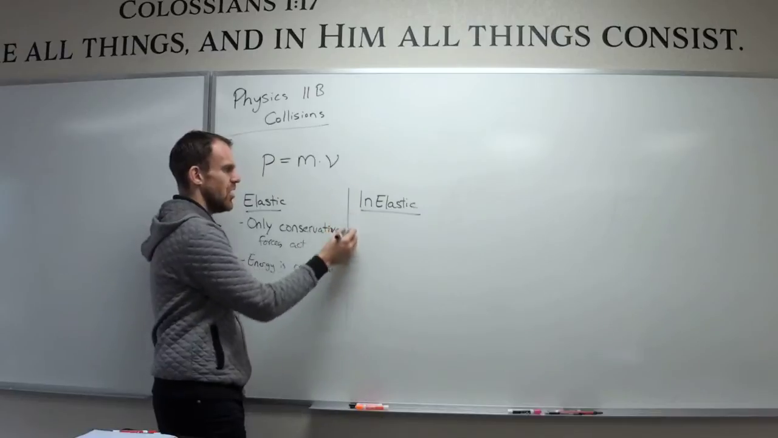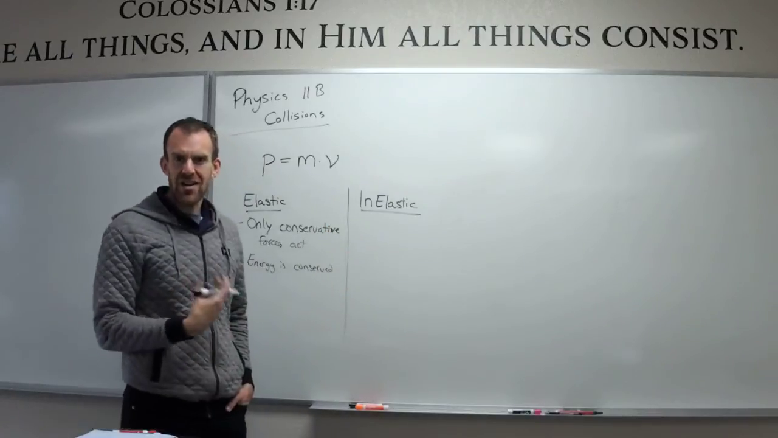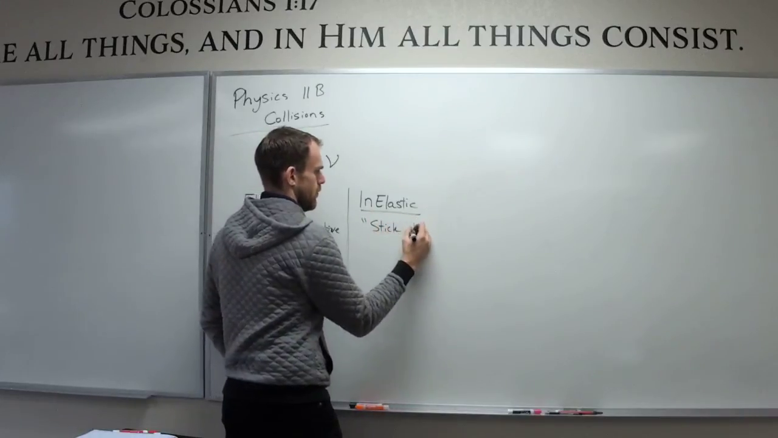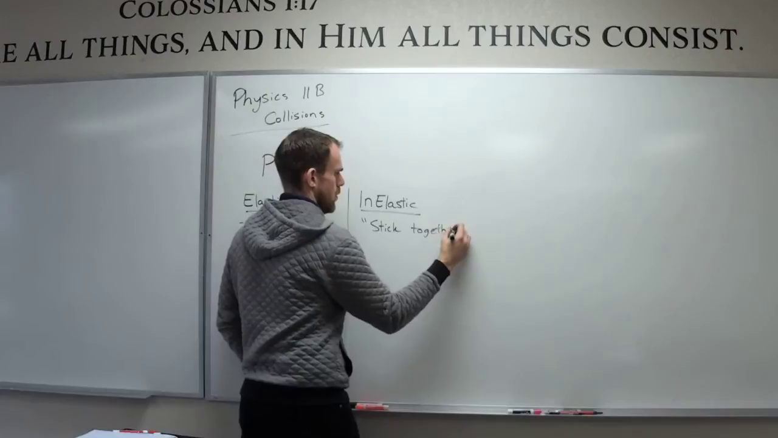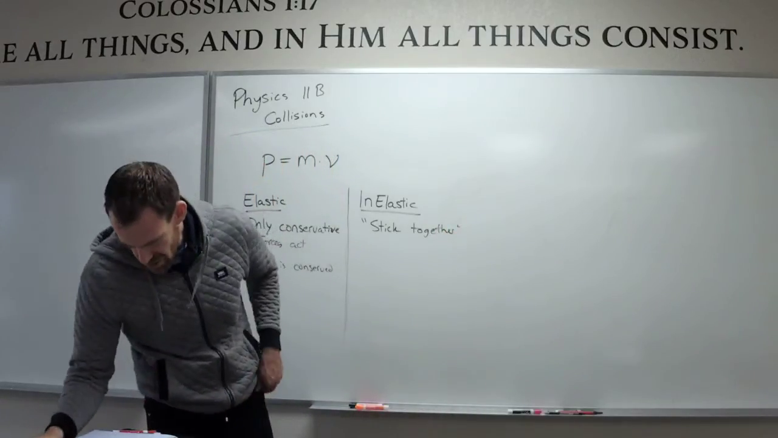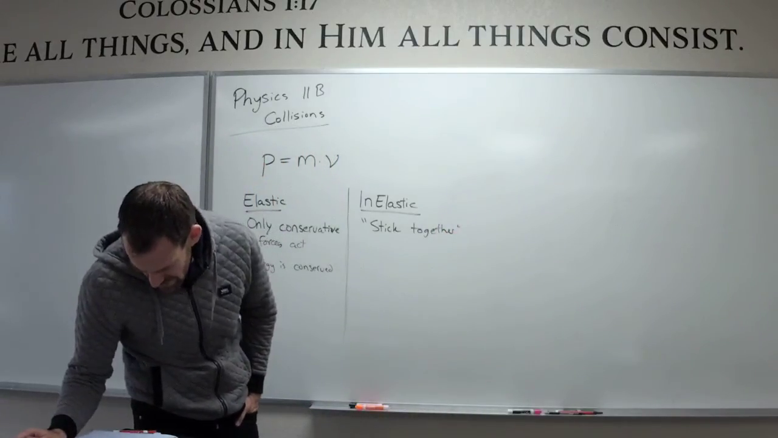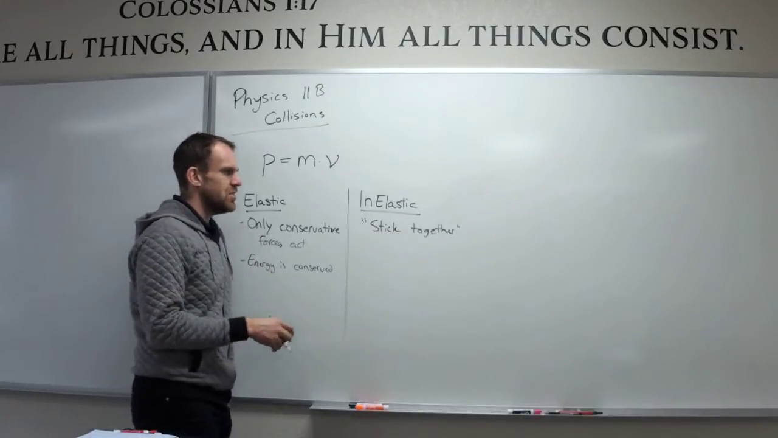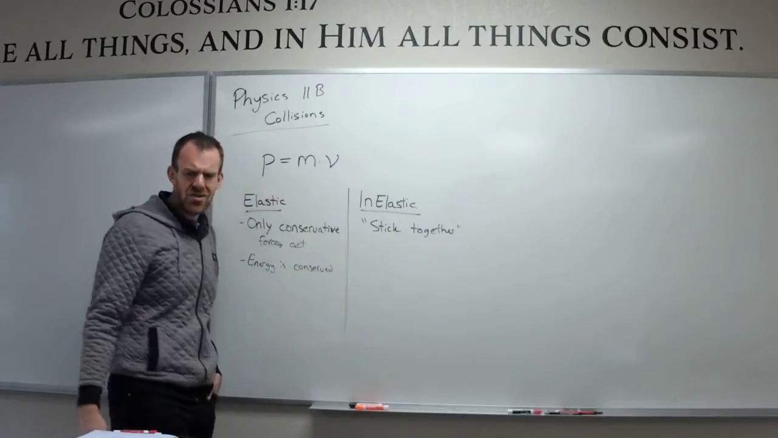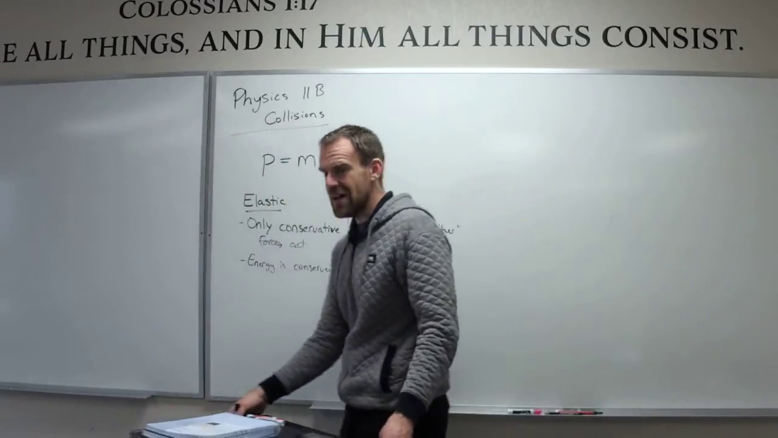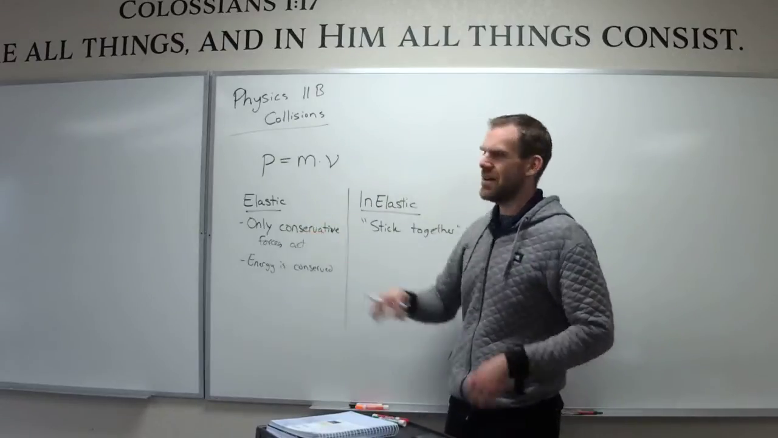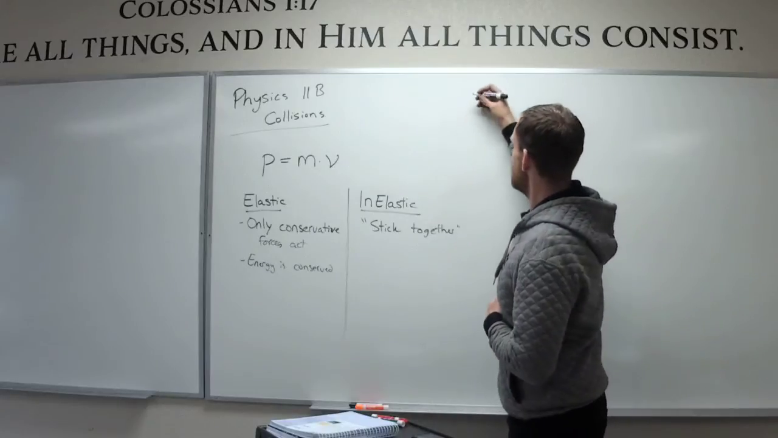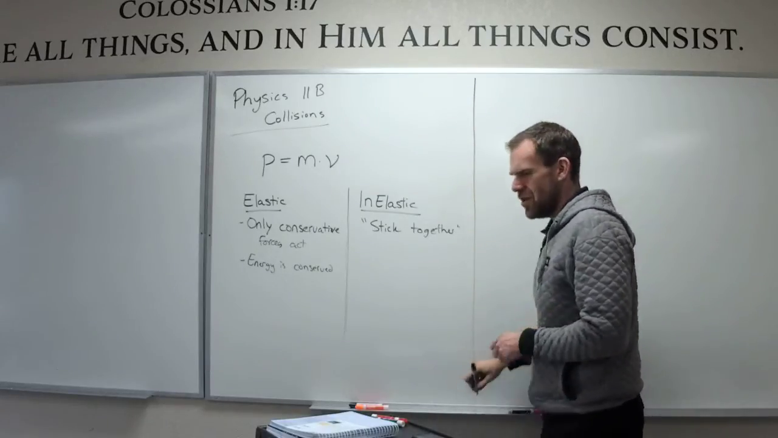Inelastic collisions are often when the objects that collide stick together. All right, and so in an inelastic collision, they stick together. In a partially elastic collision, you have a little bit of both going on, and those are hardest to model. So in this class, we're going to focus on completely elastic collisions and then completely inelastic collisions, and we're going to kind of ignore the middle part.